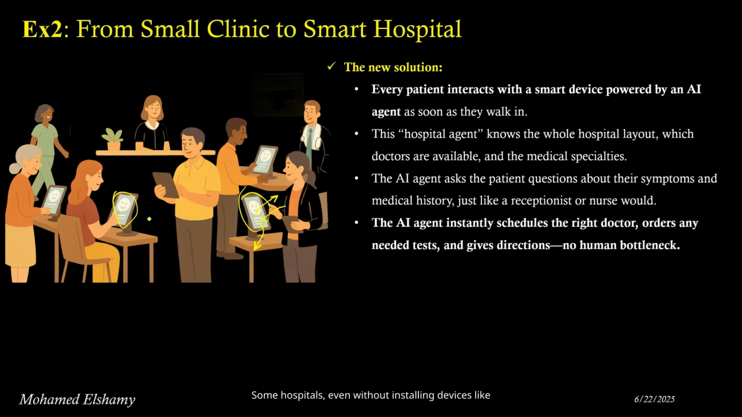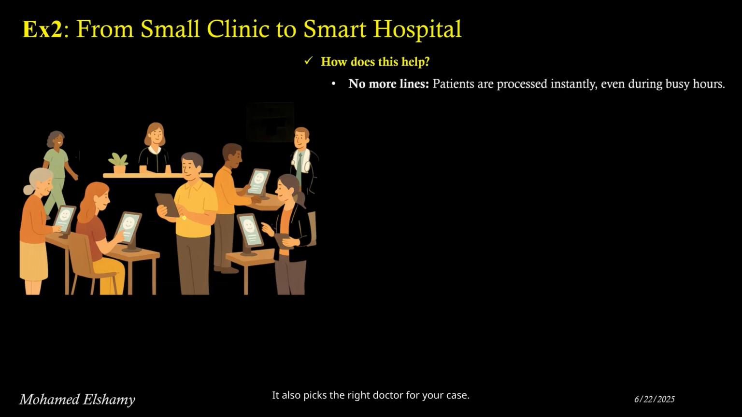Some hospitals, even without installing devices like these on site, have the AI agent handle these requests or receive patients online. That means while you're at home, you can open the hospital's website and start a chat with the hospital. You'll find someone responding to you. That's the AI agent, an artificial intelligence employee. You start explaining your symptoms, and based on what you describe, the AI agent determines whether it's an emergency case or a regular case. Based on that, it sets a specific appointment for you. And if your phone number is stored, it sends you a message with your appointment time. It also picks the right doctor for your case.